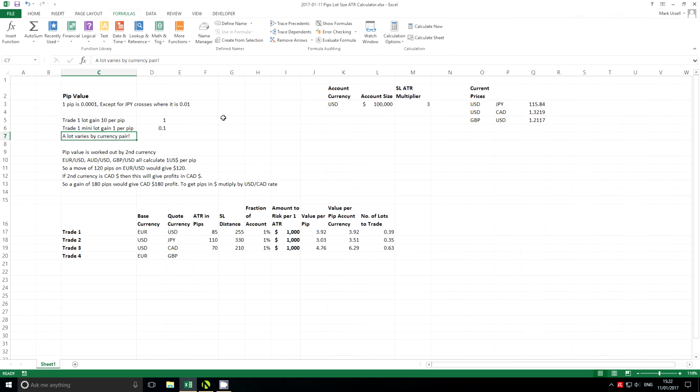Now in this video I'm going to explain how spot Forex traders can set the exact correct lot size based on risking a fixed percentage of their trading account.